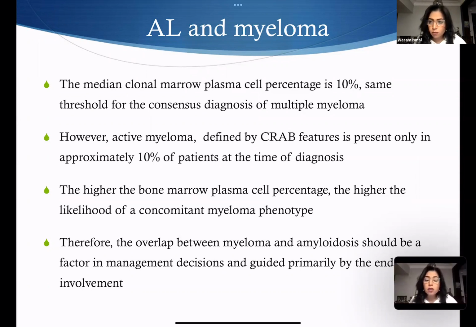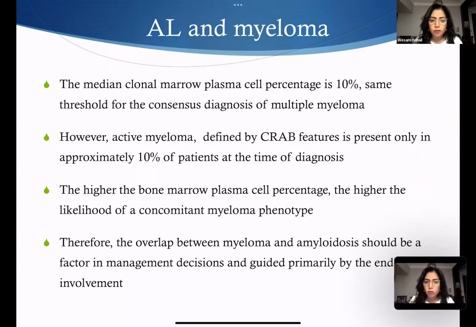The higher the bone marrow plasma cell percentage, the higher the likelihood that you have a concomitant myeloma phenotype. Therefore, you need to consider that you do have an overlap between myeloma and amyloidosis. Let me put it in another way. If we have a patient who is diagnosed with AL amyloidosis upon a tissue diagnosis, and you do a bone marrow biopsy and you have only 10% clonal plasma cells in the biopsy, you cannot confirm whether this patient has multiple myeloma, because this is, again, the same threshold you would see in a patient with AL amyloid.